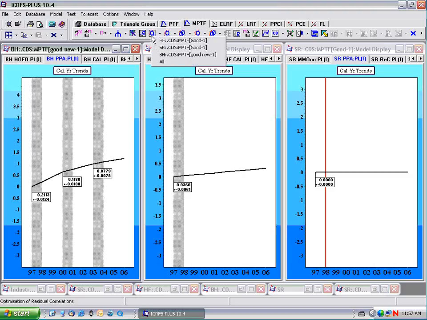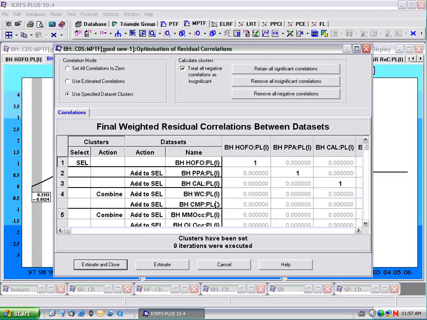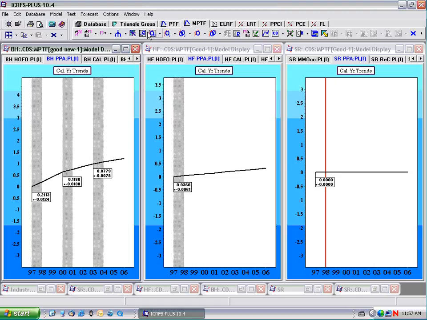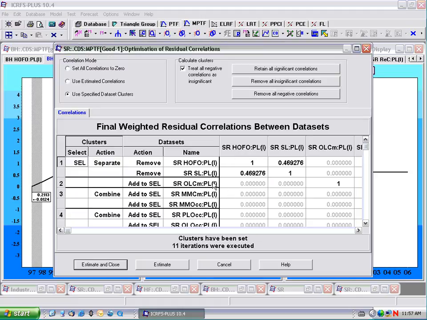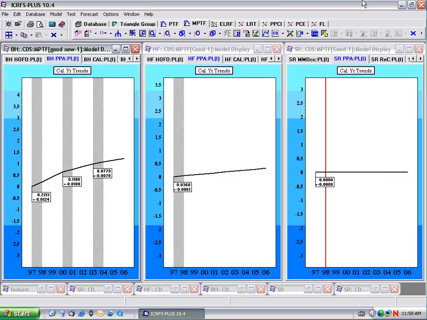I can open Berkshire Hathaway and just show you that HO and FO, PPA are 0, and there's one cluster here, WCCMP. If you now open Swiss Re, well, HFO is correlated to SL, but it's not the case for Berkshire Hathaway. So now let's do a forecast for each.